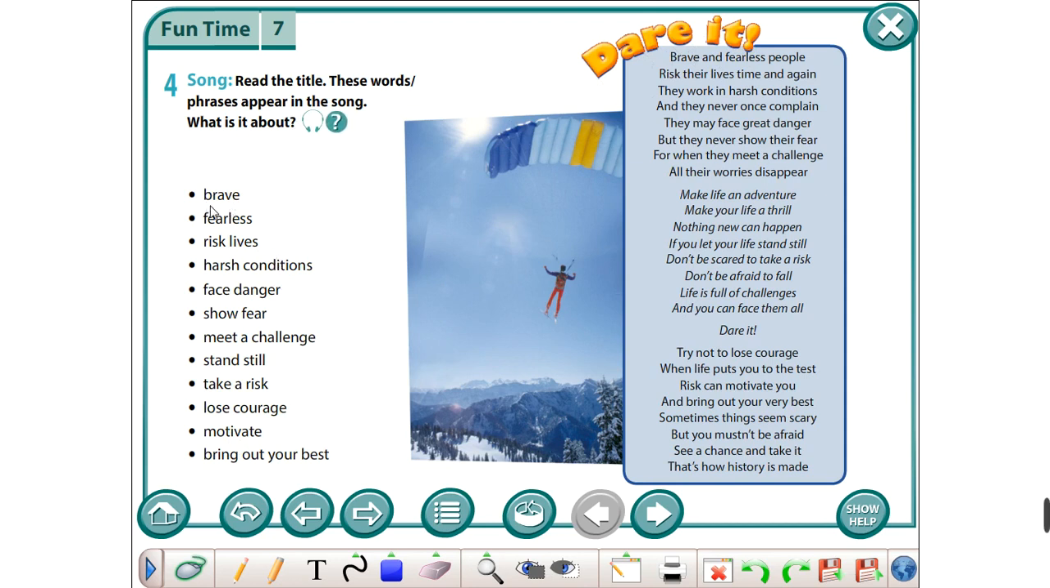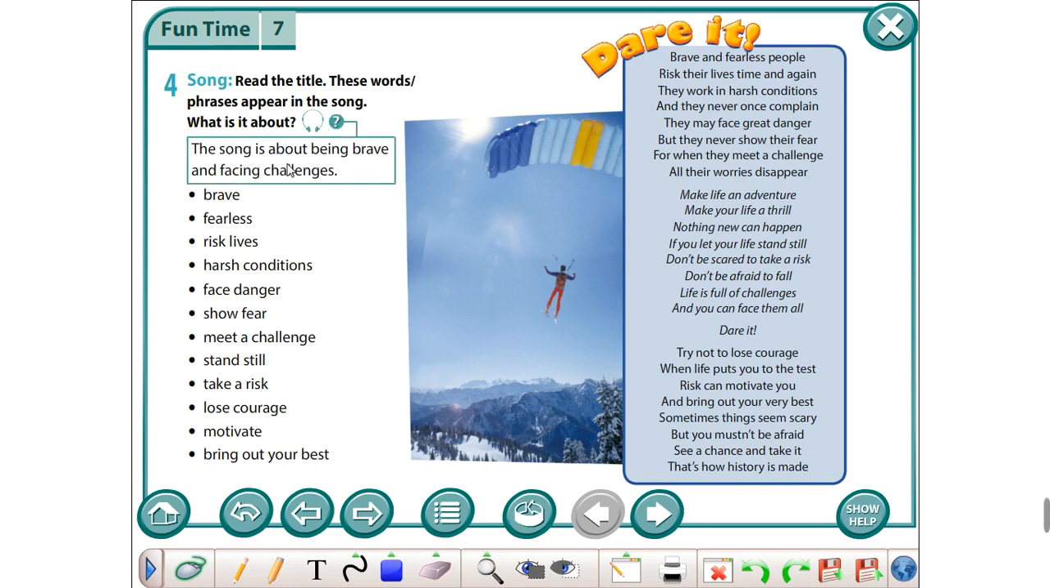Let's see. Brave. Fearless. Risk lives. Harsh conditions. Face dangers. Show fear. Meet a challenge. Stand still. Take a risk. Lose courage. Motivate. Bring out your best. So, what is the song about?